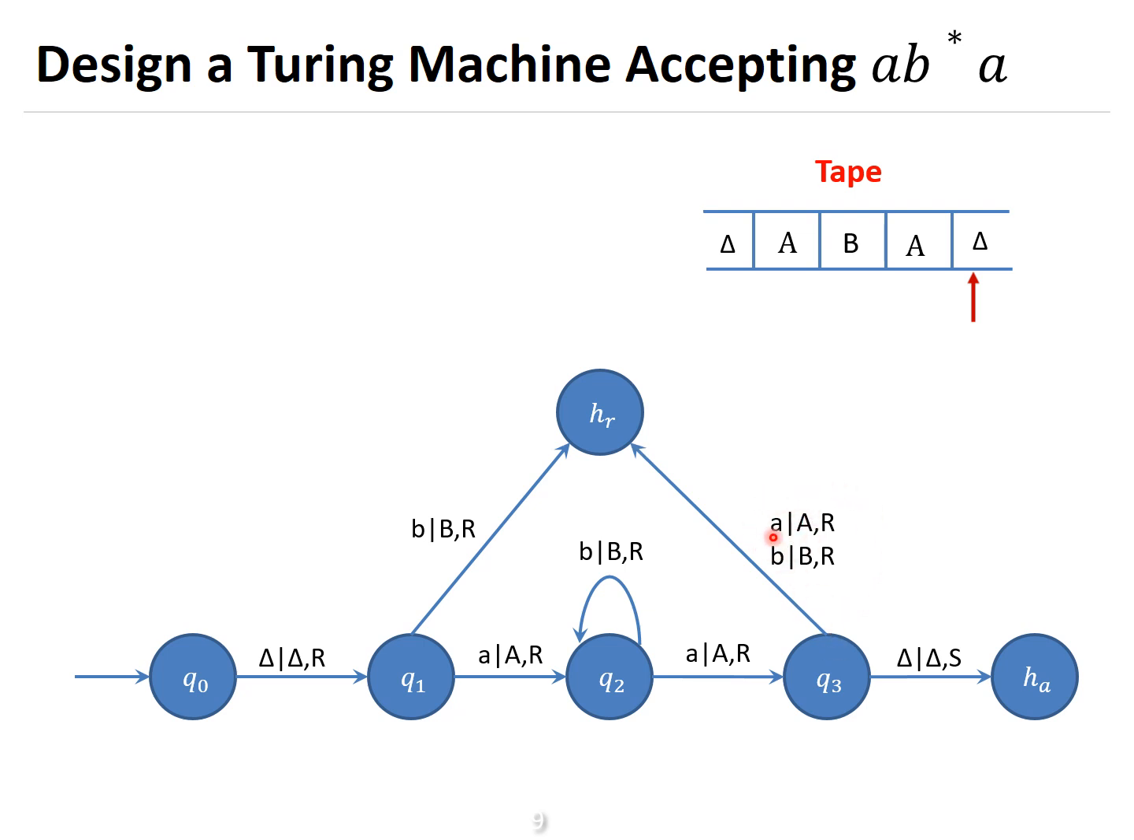It will read that A, replace by capital A, move one step to the right. Similarly, B can come after the last A; B should be read, replace that small b by capital B, move one step to the right. So this is all a rejecting. This will be the final control of the Turing machine, that is the transition diagram.